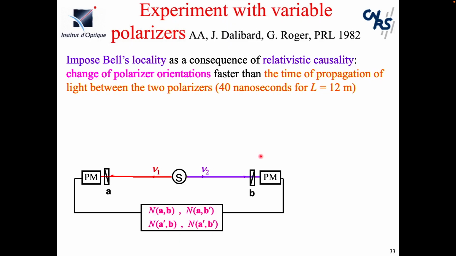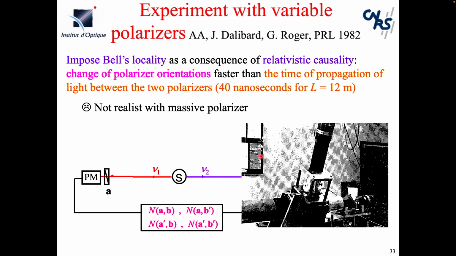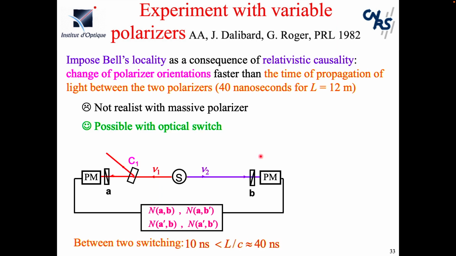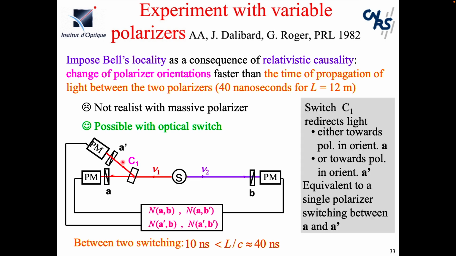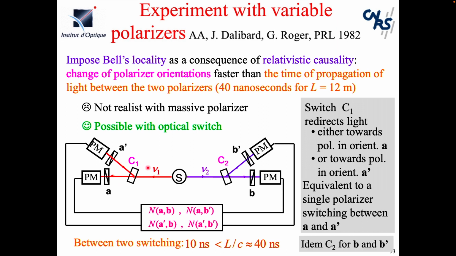Last experiment: we want to change the orientation of the polarizer while the photons are in flight, and turning something like that, which weighs 30 or 40 kilograms, we cannot do. So the idea was to introduce here switches able either to let light go in this direction or to redirect it. Here you put a second polarizer, so now you go from A to A prime just by switching here. Same thing on the other side.